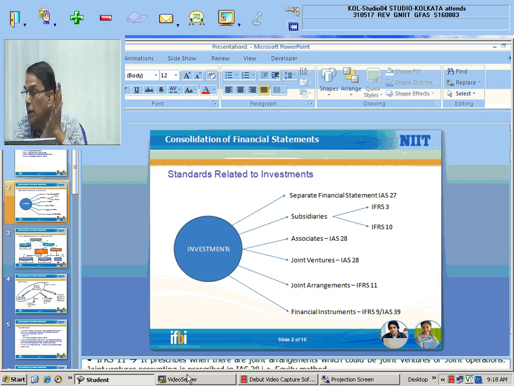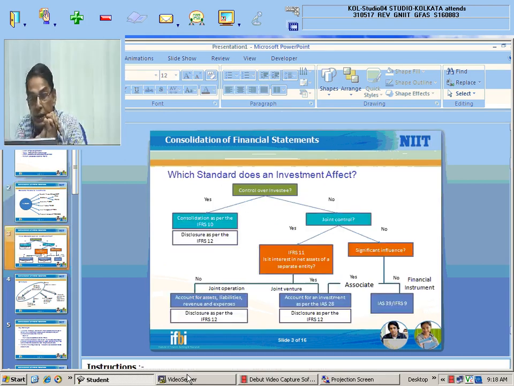So which standard does an investment affect? How do you decide which standard an investment affects? Whether the investment by the investing company creates control over the investee is the first thing. This is a decision flow chart. This decision flow chart helps the investor identify the right bucket where an investment will fall and how to deal with it in the respective IFRS provisions.